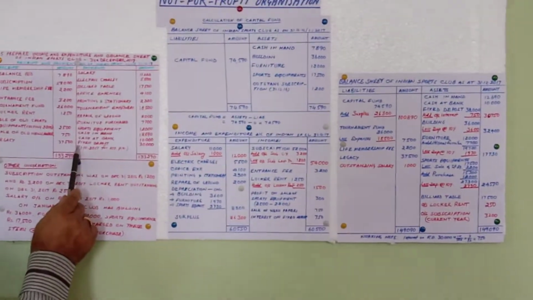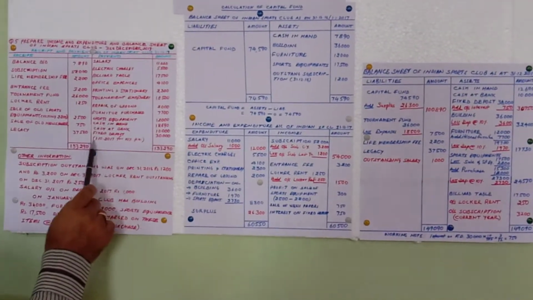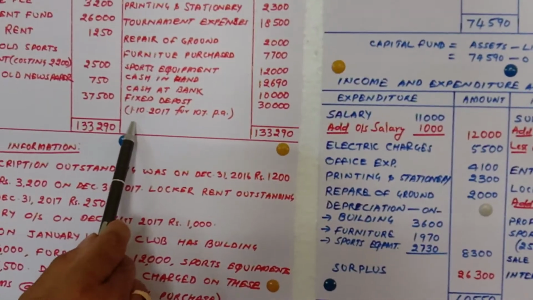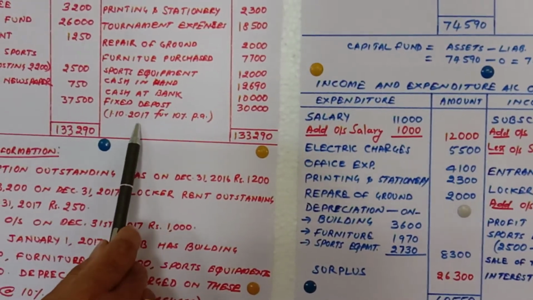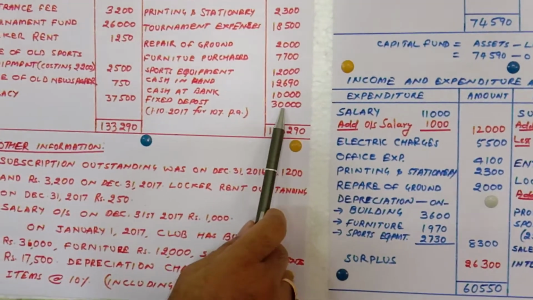Now as per me, the entire thing is done, but one more thing is left, that is interest on fixed deposit. This is not in the adjustments, but it is called an internal adjustment. So the fixed deposit amount is given, the date is given and the interest rate is given. This simply means that I have to calculate interest on fixed deposit.